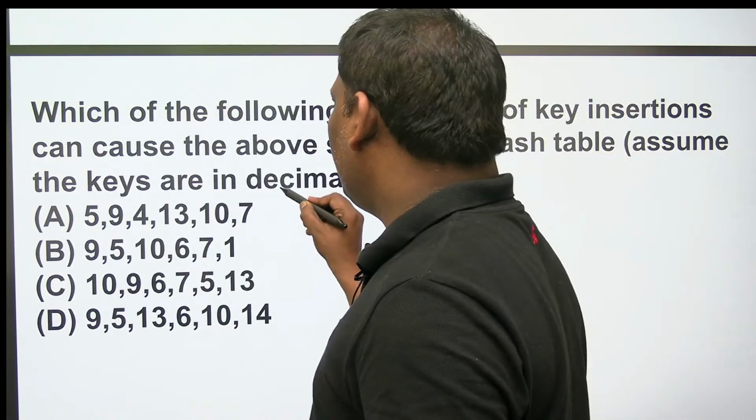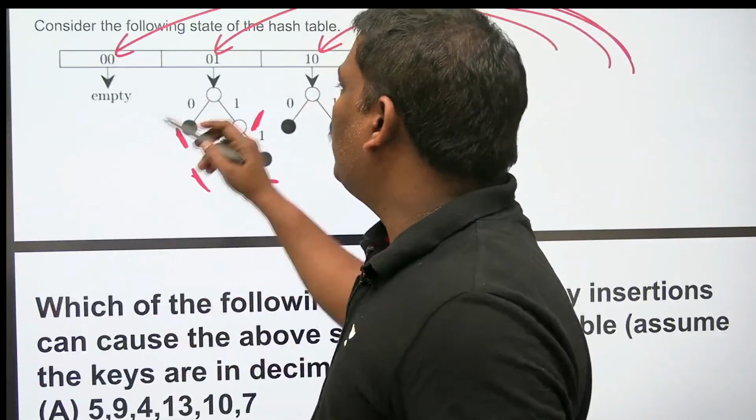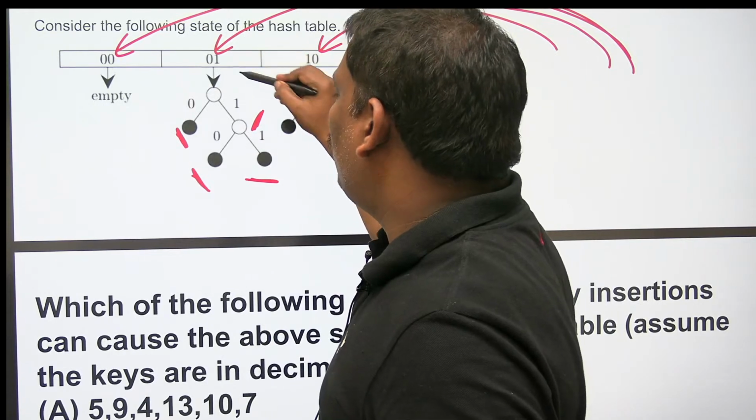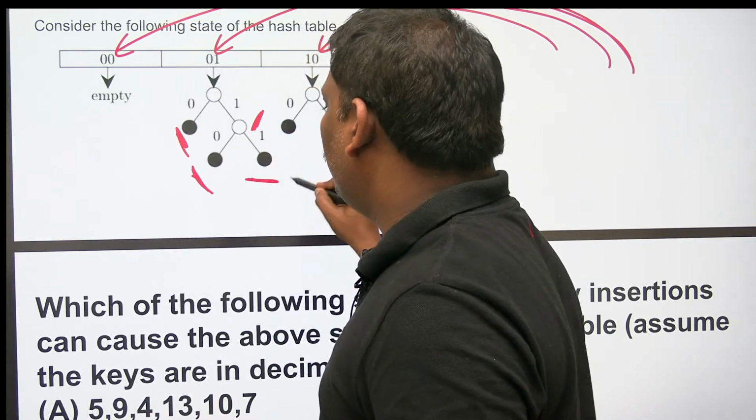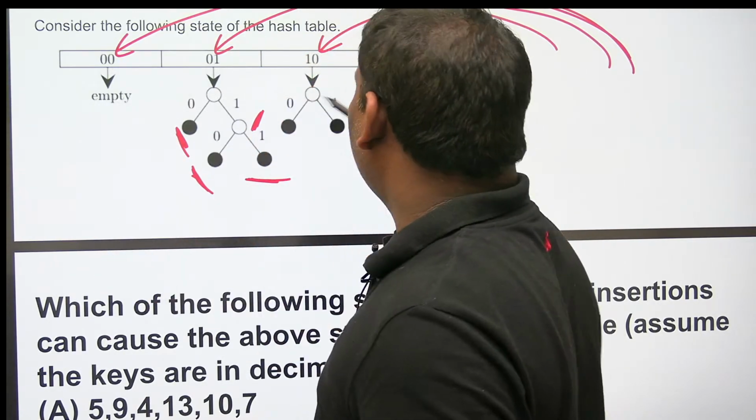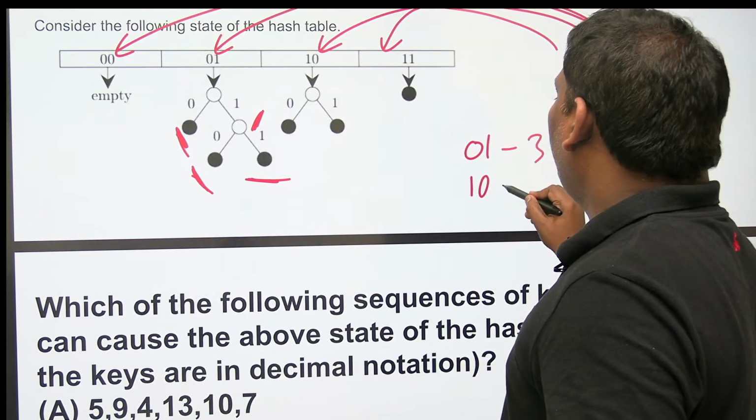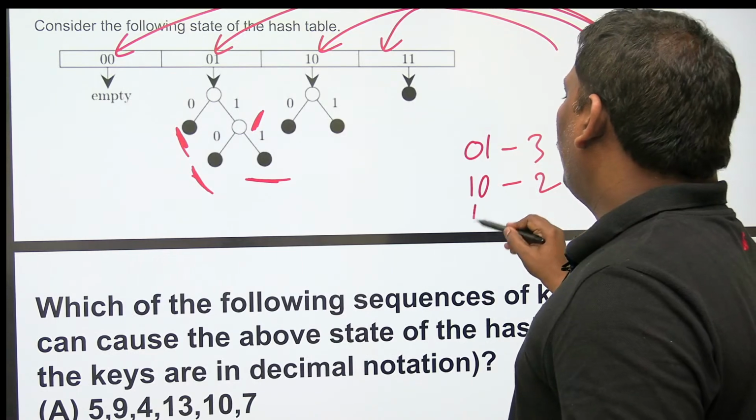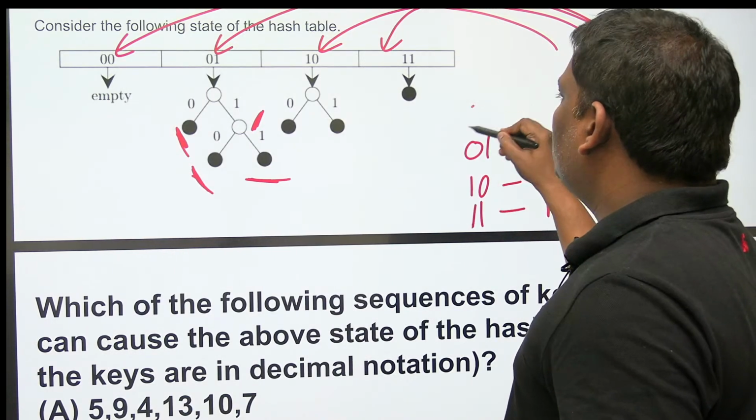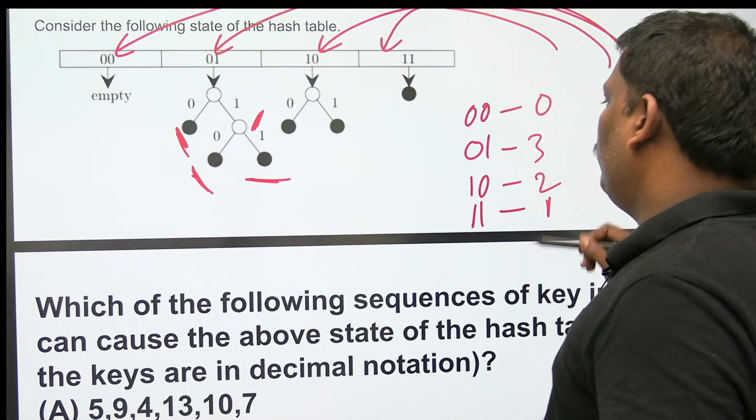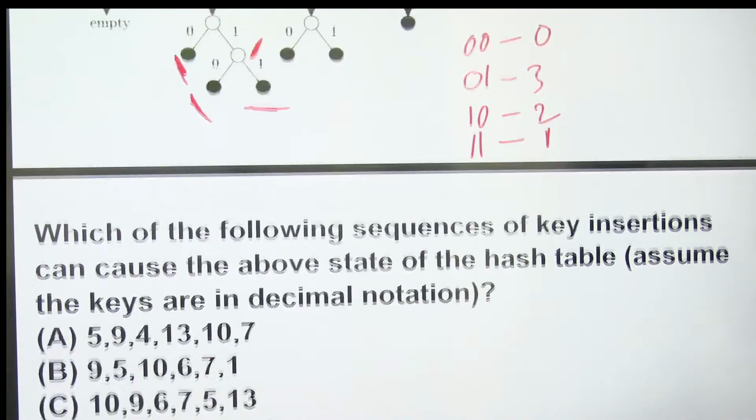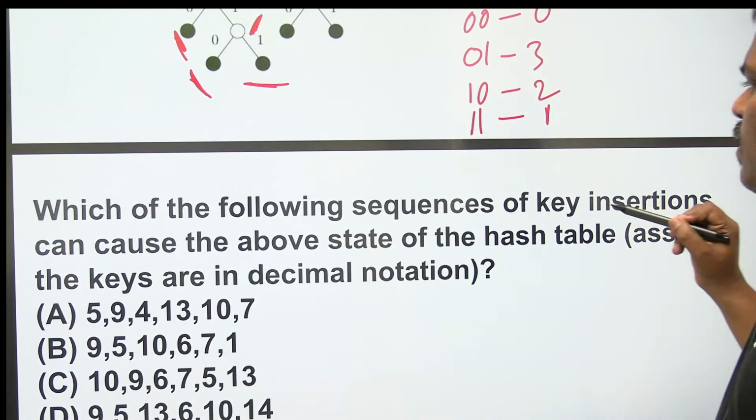Let me check once. One small question I want to ask you. LSB 01, how many people? I think 3 people. Let's check. LSB 01, 3 people. And one more, 10, how many people? 2 people. 11, how many people? 1 person. 00, how many? 0. Careful. Right, this is the given information. Please verify properly.